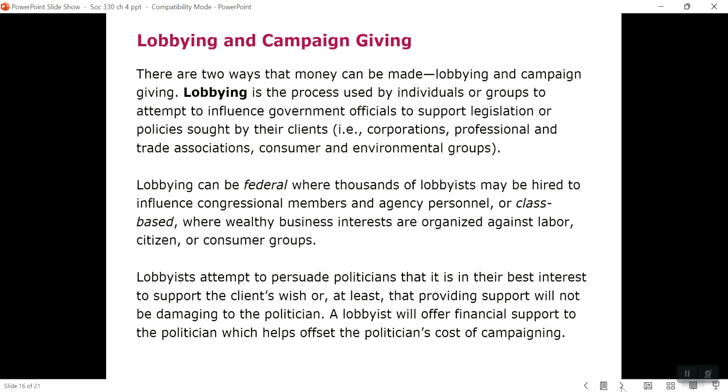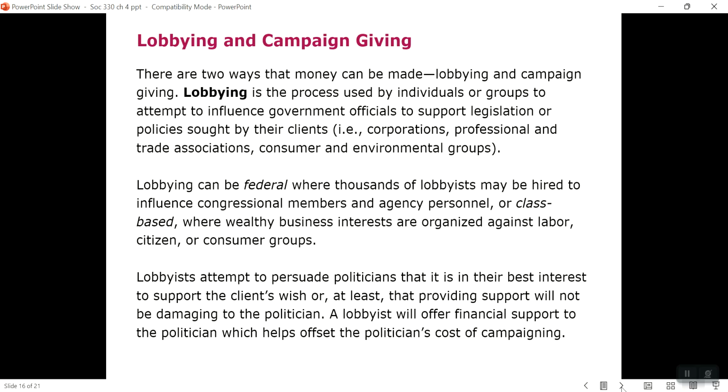And then lobbying. I just want to finish up quickly with lobbying. Lobbying is big business in the United States. Lobbying is a situation in which individuals who are hired by groups go out and try to influence government officials to support legislation or policies that are sought by their clients. So I want you to consider the National Rifle Association.